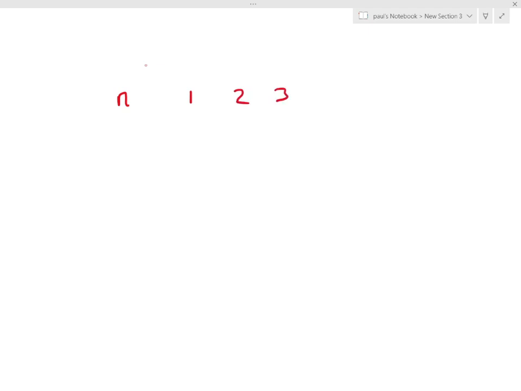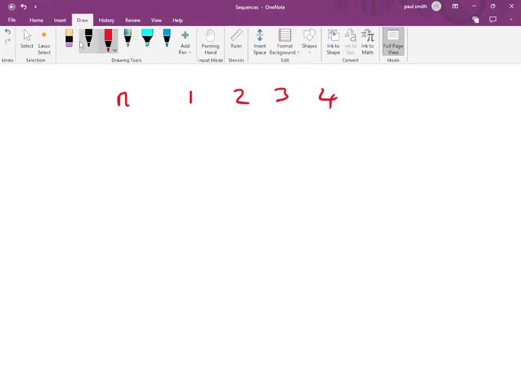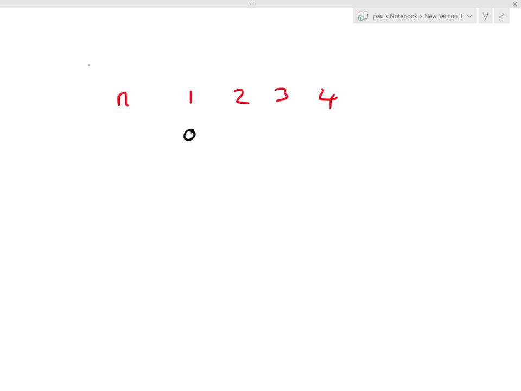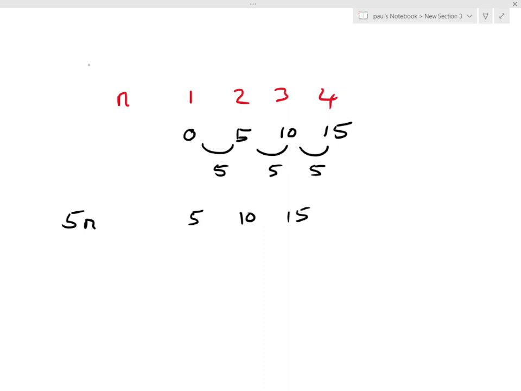Let's do these sequence numbers. The n numbers are 1, 2, 3, 4. Only need to do 4 because we've got this off pat. Now let's do some numbers, and we're going to go up in 5s: 0, 5, 10, 15. The difference between all these is 5, so this becomes 5n. What is 5n? 5 times 1 is 5, 5 times 2 is 10, 5 times 3 is 15, and 20.